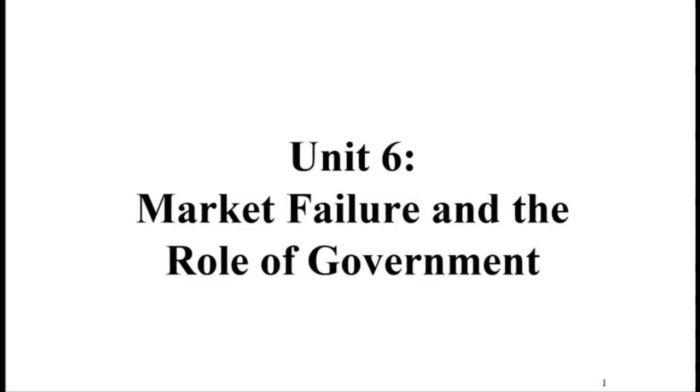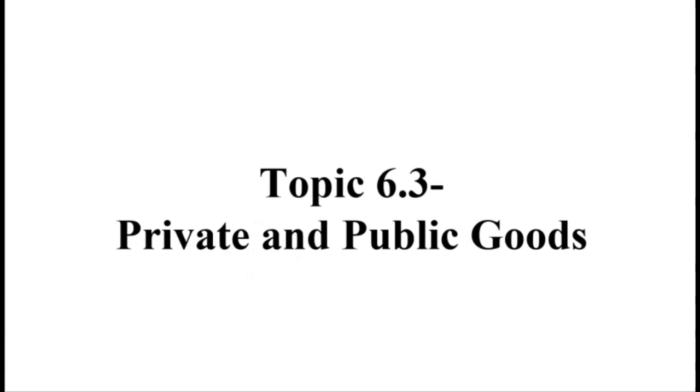Today we're back for our next lecture here in AP Microeconomics. Today we're going to be covering once again Unit 6, Market Failures and the Role of Government. In particular, we're going to be looking at topic 6.3, which covers private and public goods. Now, to get us started on thinking about this subject, let's think about the following scenario.